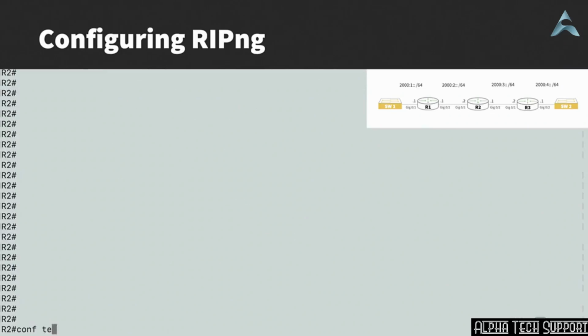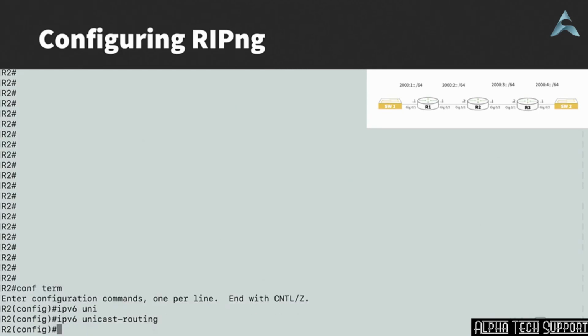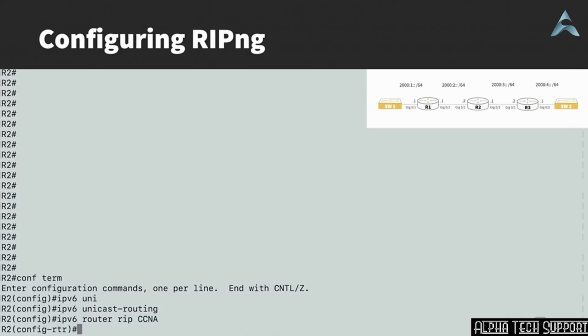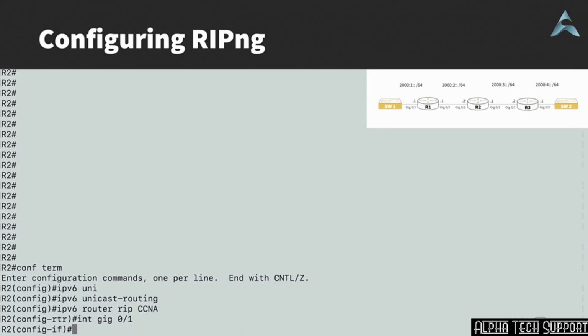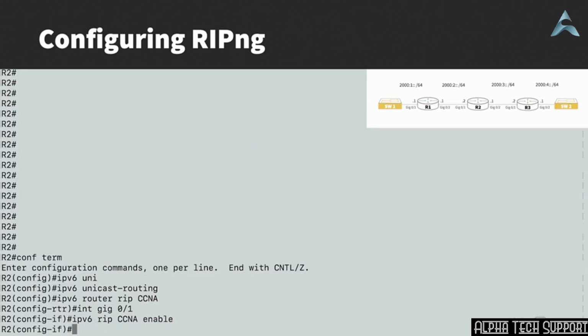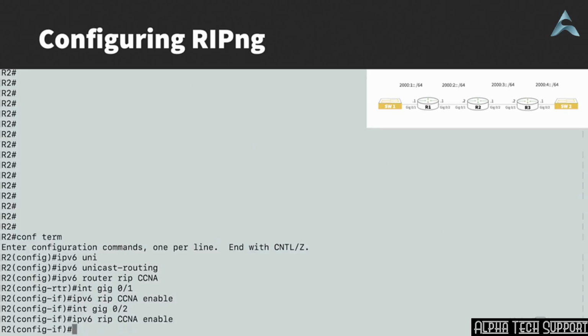On R2, in global configuration mode, I begin as we did before by enabling IPv6 routing. I'll say IPv6 router RIP. I give a name of CCNA, but that did not have to match. I'm just doing it so it keeps it straight in my mind. And once again, we'll go into our interfaces and say gig 0/1. And to make this interface participate in the CCNA RIPng routing process, I'll say IPv6 RIP CCNA enable. Let's do that for our other interface, gig 0/2. And we're done on R2.